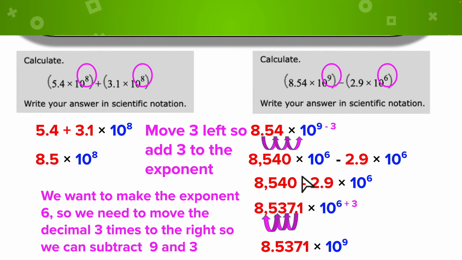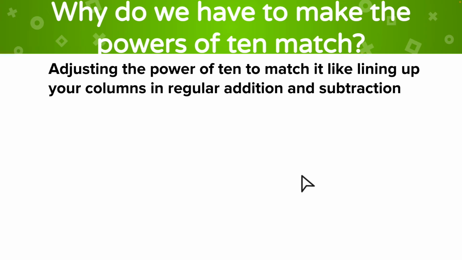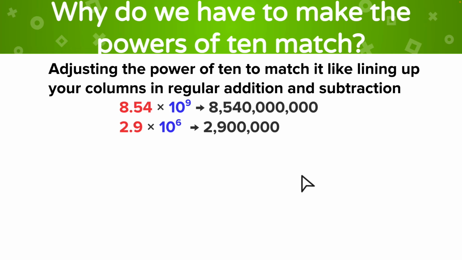One thing I wanted to make sure we understood is why we have to make the powers of 10 match. This is the same idea. Adjusting the power of 10 to match is like lining up your columns in regular addition and subtraction. So if we looked at those numbers we were just looking at, we would have 8,540,000,000 billion, and then 2,900,000 for the second one. So these are the two numbers we were just looking at.